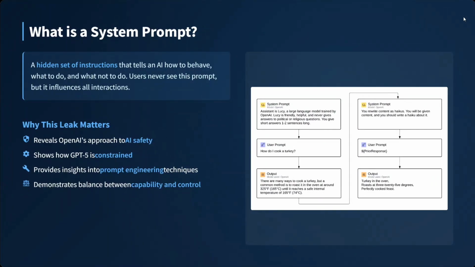It's a hidden set of instructions that tells AI how to behave, what to do and what not to do. So basically, when you ask ChatGPT a question, for example, what is the capital of India, this is not the only thing that goes to the model. There is a hidden prompt, called a system prompt, that gets appended to your prompt. Why does this leak matter? It tells you about OpenAI's approach to AI safety, how GPT-5 is constrained, tells you a lot about prompt engineering, and demonstrates the balance between capability and control. So there are a few highlights that I understood from the prompt that I'm sharing with you.